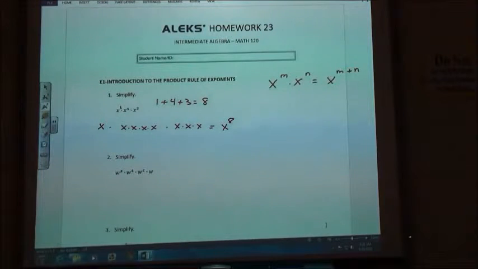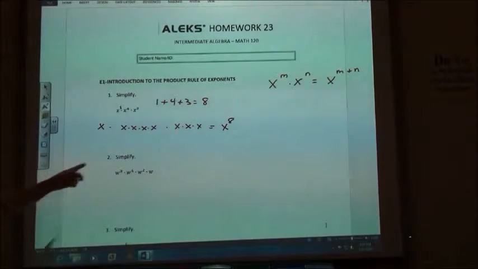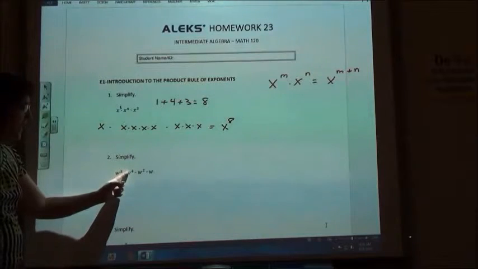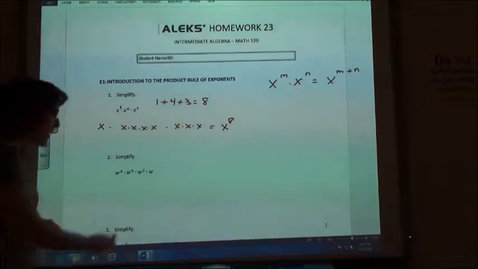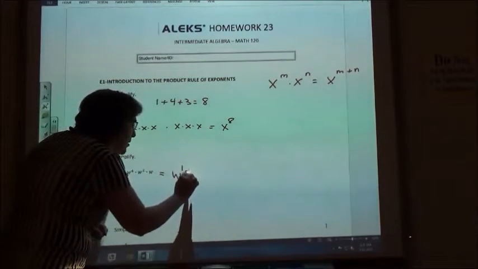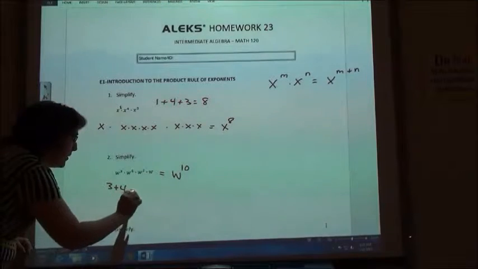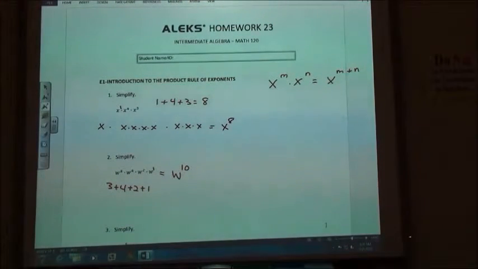So number 2 says we're going to take w to the third times w to the fourth times w squared times w. Basically, I'm just going to add my exponents then. I've got 3 plus 4 is 7. 7 plus 2 would be 9. 9 plus 1 would be 10. So I'm going to get w to the 10th power. 3 plus 4 plus 2 plus 1. Don't forget about the w as being w to the first power.